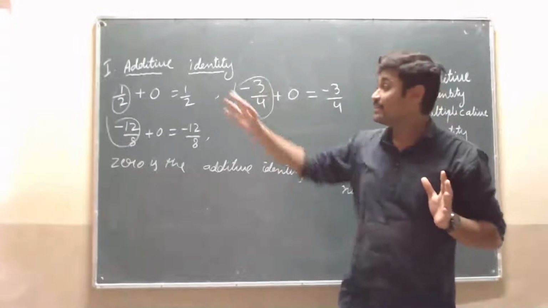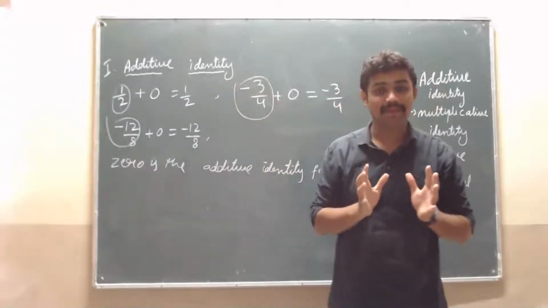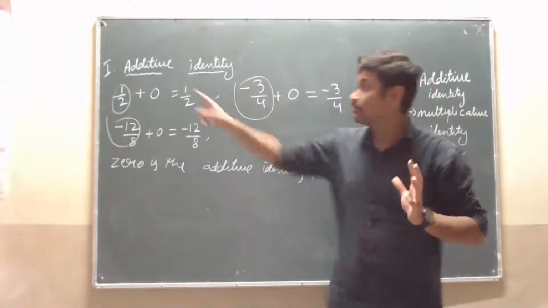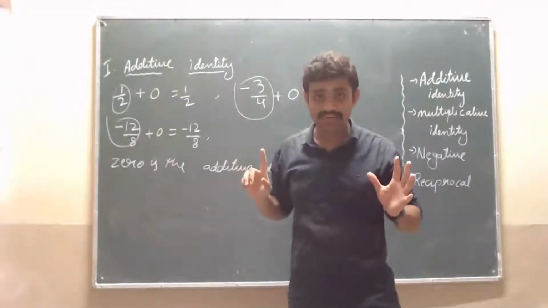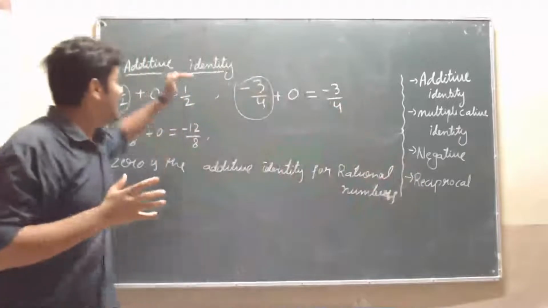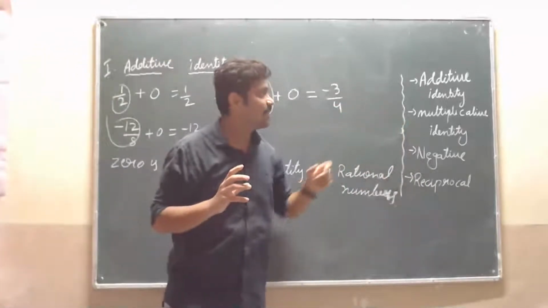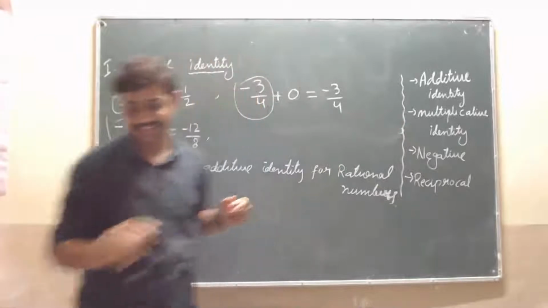Identity means what? It does not change the number. Okay, it does not change the number by adding. Did you understand? This is about the additive identity. Then the next topic is the multiplicative identity. Let's see that.